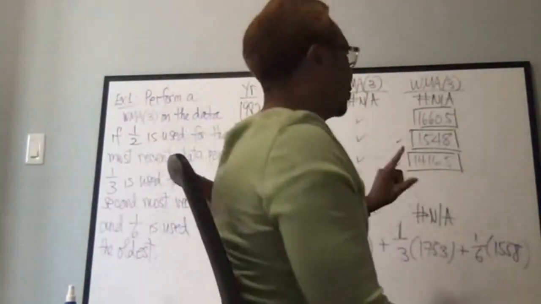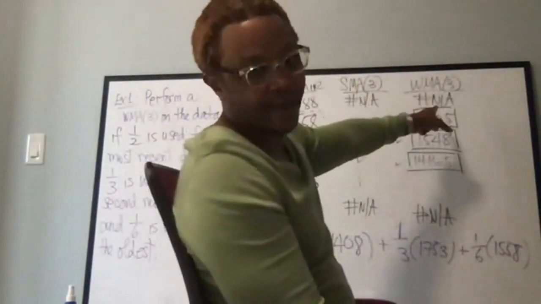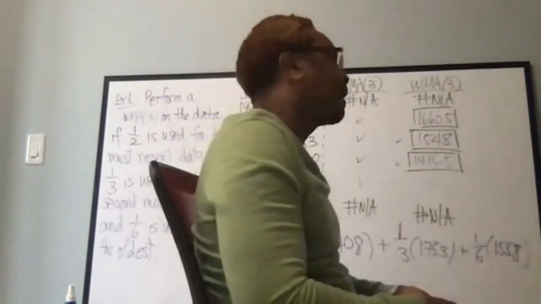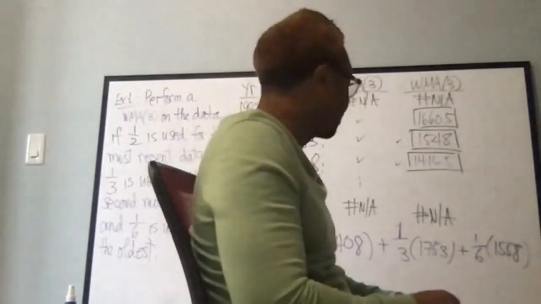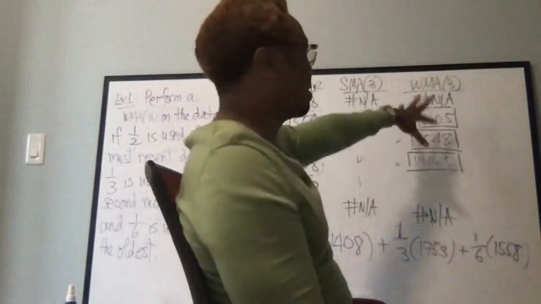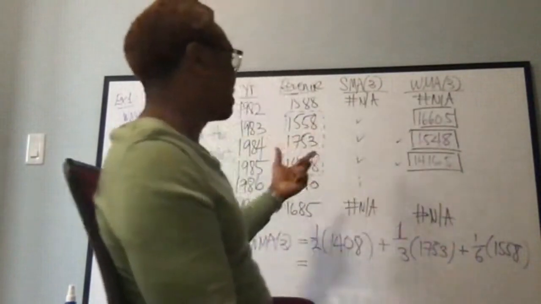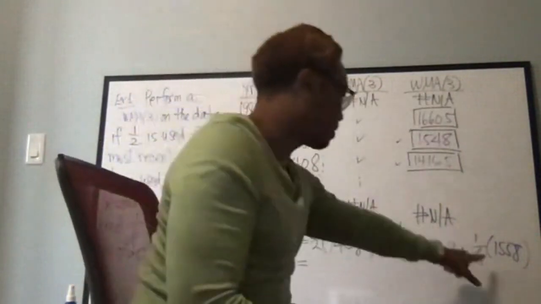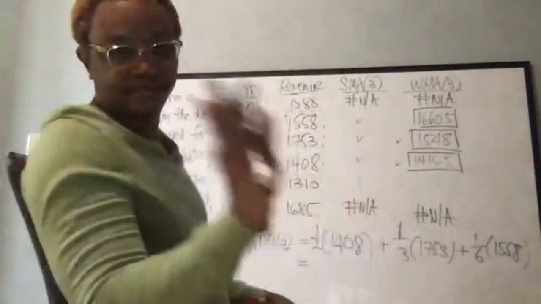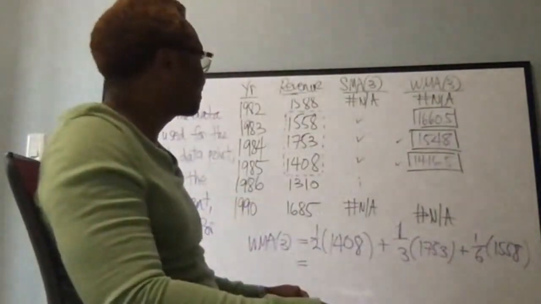I won't torture you and ever give you a WMA 5. That means I have to give you 5 different fractions, right? And that's just too much. I may give you an SMA 5, but I will never give you a WMA 5. The most I give you for a WMA is 3 different weights. Although the weights could be different, as long as they add up to 1, that's all that matters.